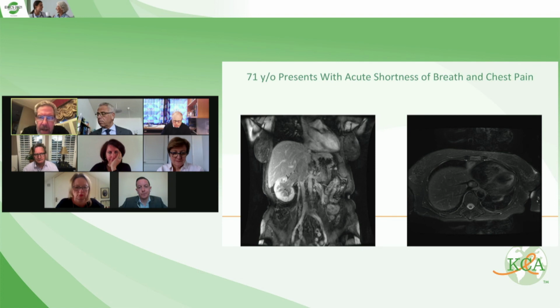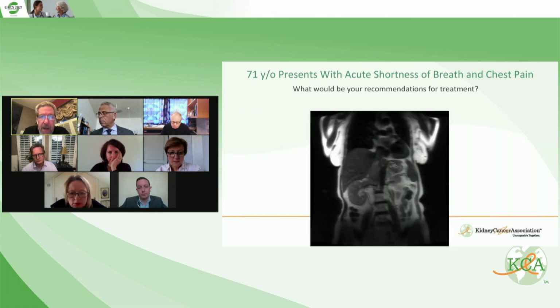And here's her MRI, again showing the locally advanced tumor involving the right kidney with a very extensive IVC thrombus extending up to at least the diaphragm. And you can see on the final cut that I'm going to show you that it actually extends all the way into the right atrium.